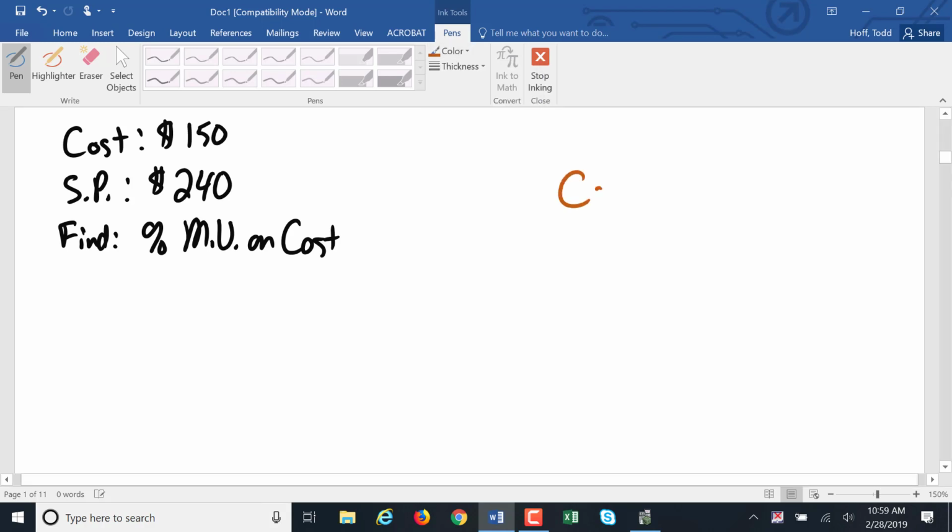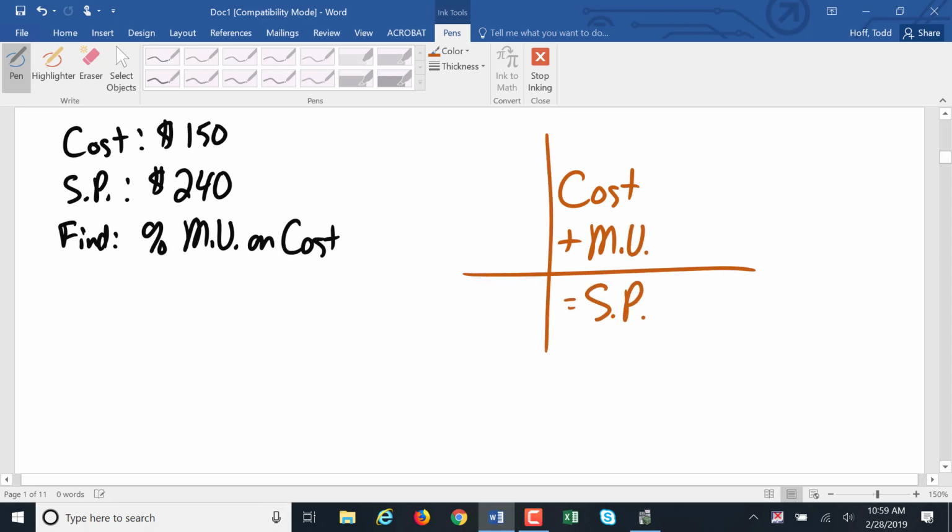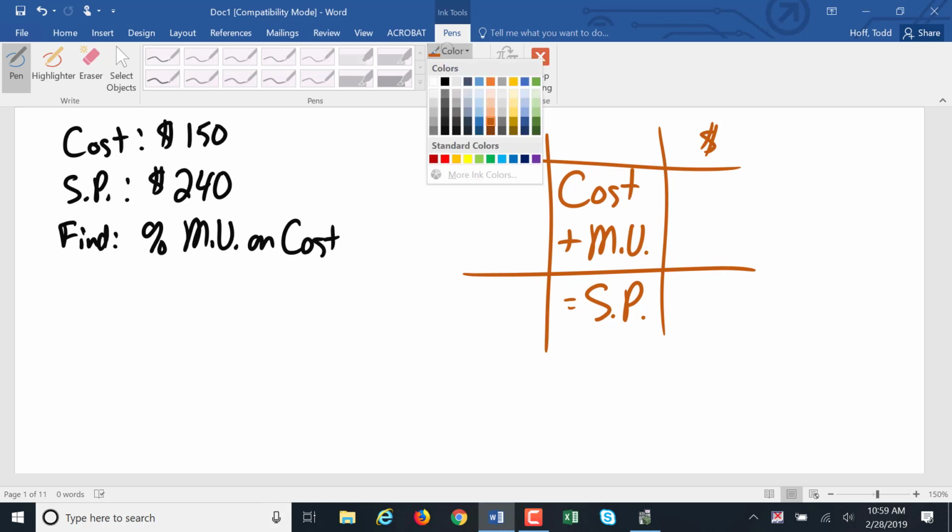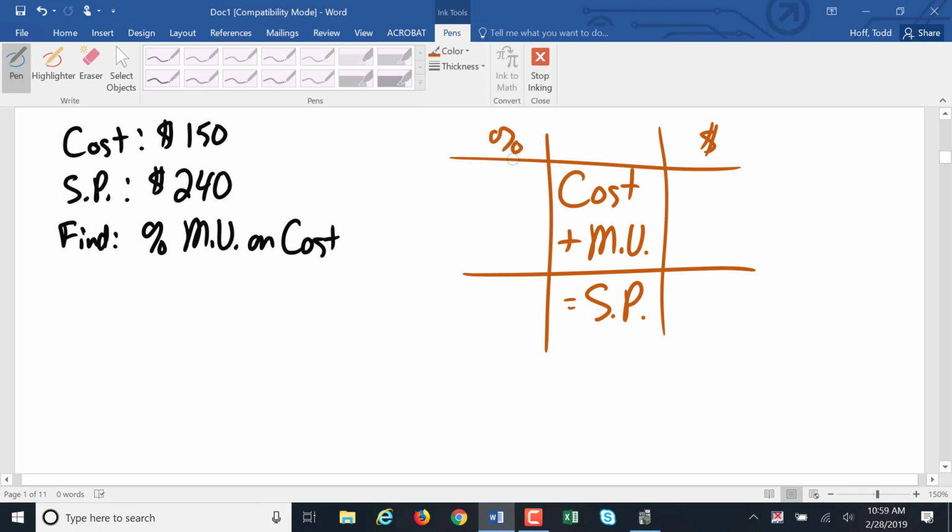So once again, I make that table. Cost plus markup is equal to our selling price. And as always, the percent is going to go on the left side, and we're going to put dollars on the right side. We have $150 for the cost. That's the dollar amount of the cost. $240 is the dollar amount of the selling price.